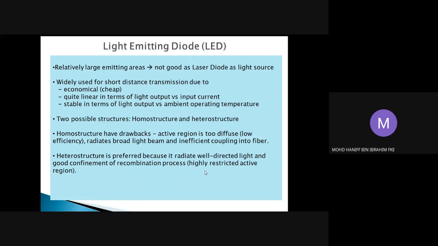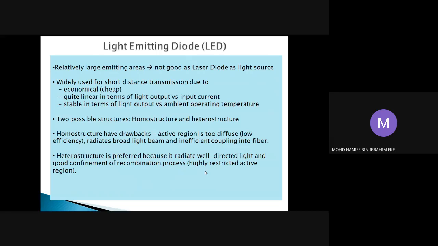So for the LED, I put here that it has a large emitting area, which is not as good as a laser diode. The laser diode's emitting area will be smaller, with a smaller spectral width as compared to the LED. Also, the light produced by the LED is incoherent.